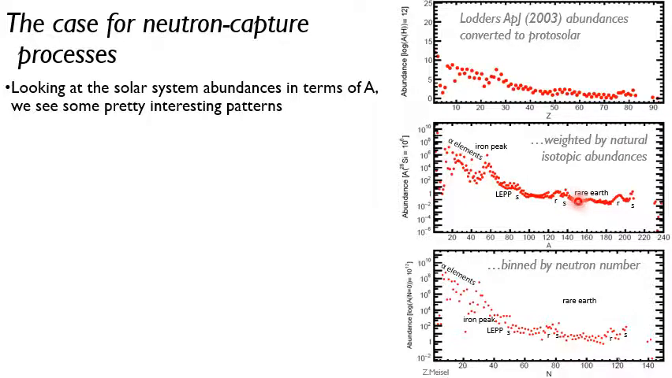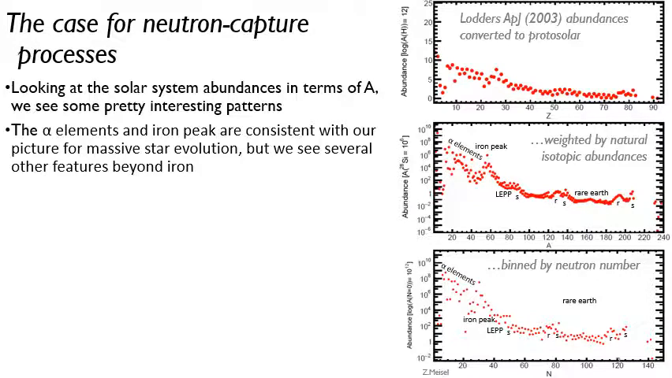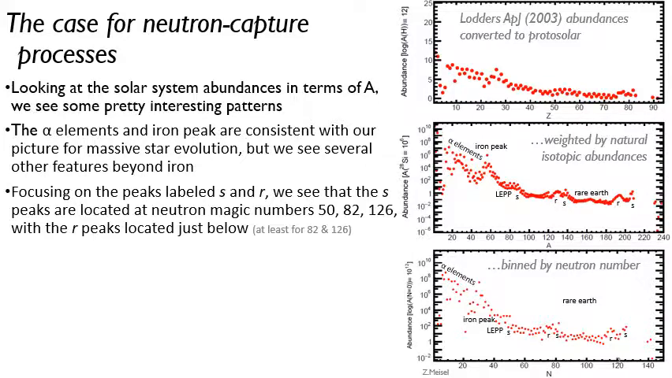You can then further go ahead and bin these by neutron number, and you can see some of the patterns are retained here and give you a hint that these are maybe connected. Some of these are maybe connected to neutron numbers. The alpha elements and the iron peak, we'll talk about these more in some future quick notes on supernova nucleosynthesis and compact object nucleosynthesis. So just wait for those.